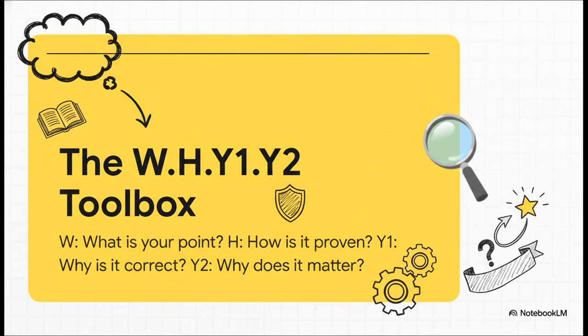So here's the magic. W, what is your point? You start with a clear statement that answers the question. H, how do you prove it? Back it up with evidence from a source or a real-world example. Y, is your point correct? This is where you explain it and develop your argument. And the final step, why does this all matter? This is your evaluation, your link back to the question, and your ticket to those top AO3 marks.